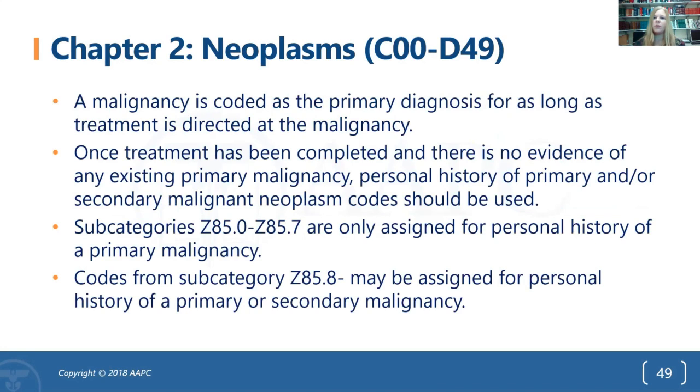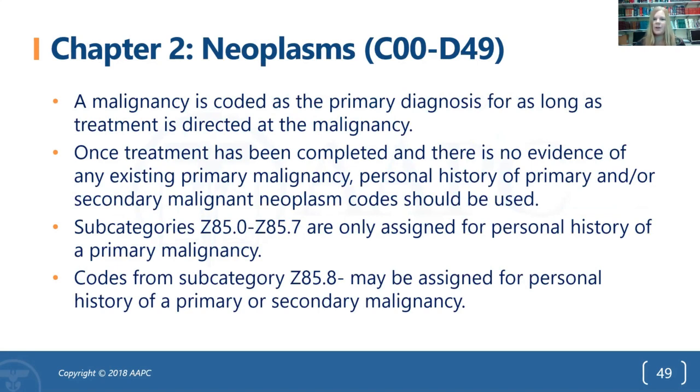You can only code for a malignancy as long as treatment is aimed at that malignancy. Once that treatment's been completed and there's no more evidence of malignancy, we utilize our personal history codes. So for example, if we excise a tumor and we're not focusing any more treatment at that site, it would be a history of.